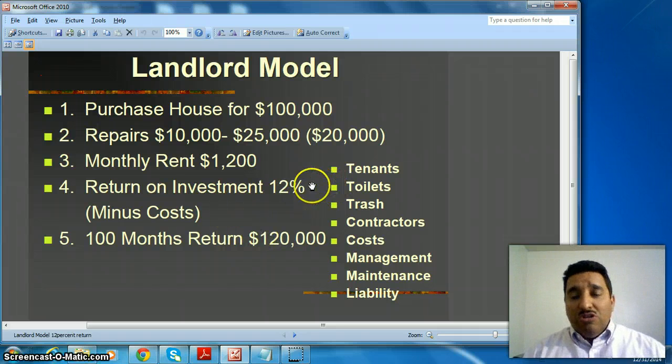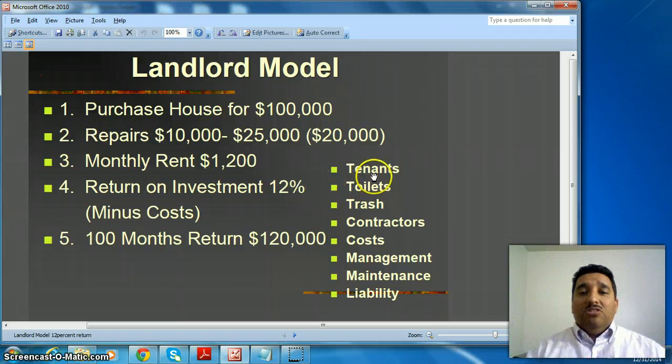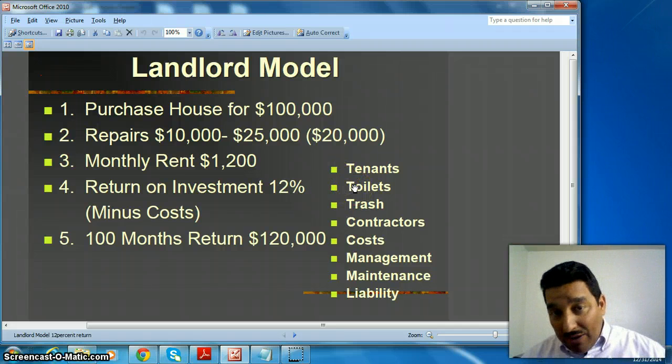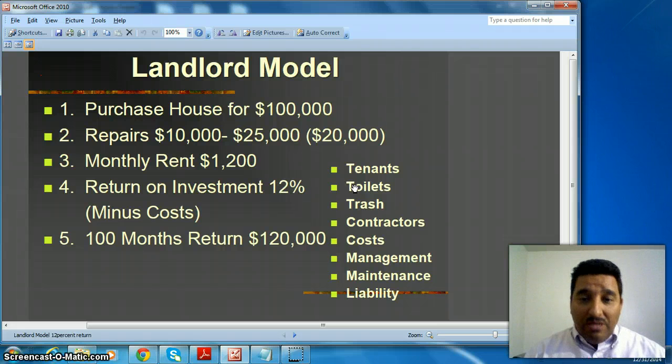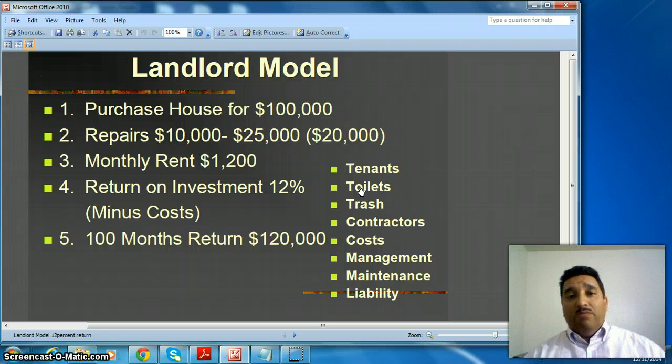So what are the costs associated with the landlord model? What's the disadvantage? That you got to take care of the tenants. We don't know how the tenants are going to be. No matter if you screen them, there's good and bad tenants. If the tenant's not there, they don't pay you, you don't make money. There's sometimes the bathroom gets plugged up. You got to send your people out, or whoever, the plumber, to go and unclog it, right? That's an expense. There's trash, contractors. There's other costs associated with taxes.